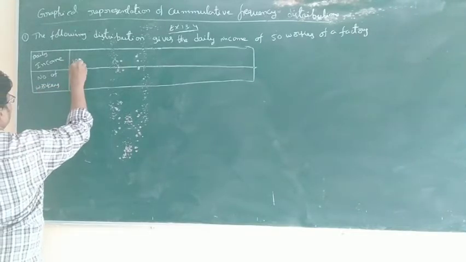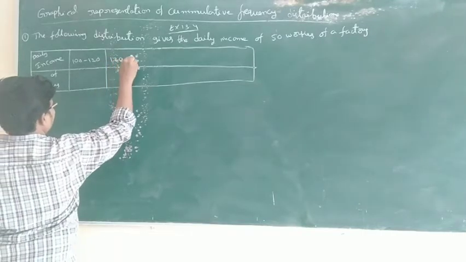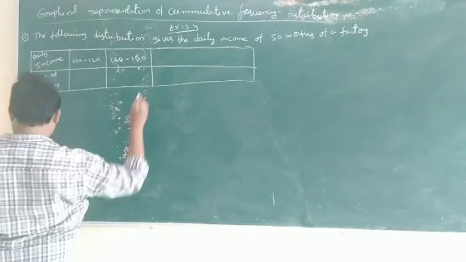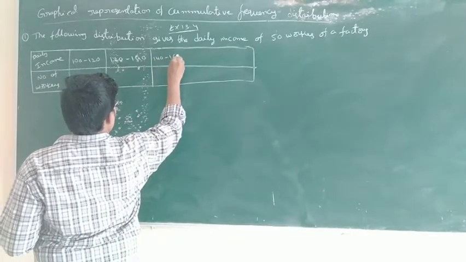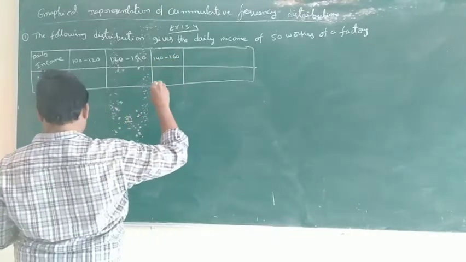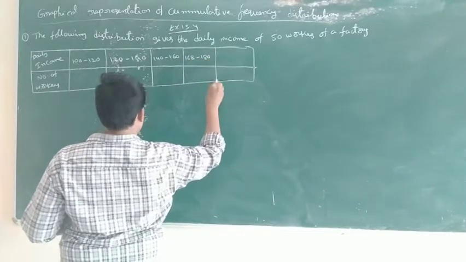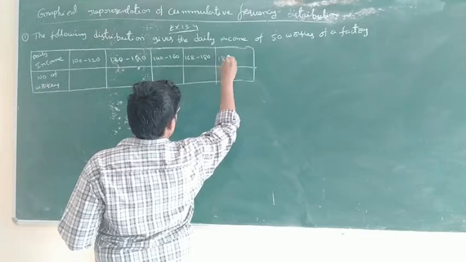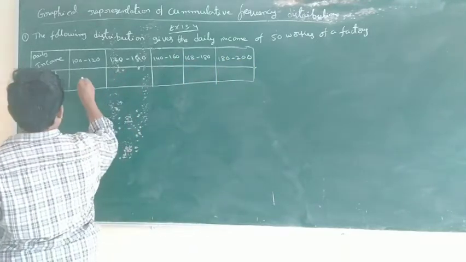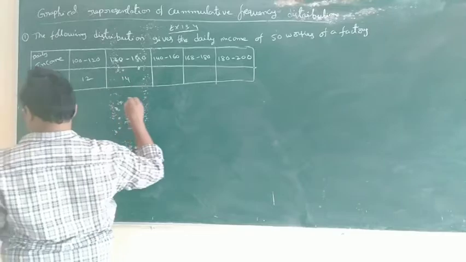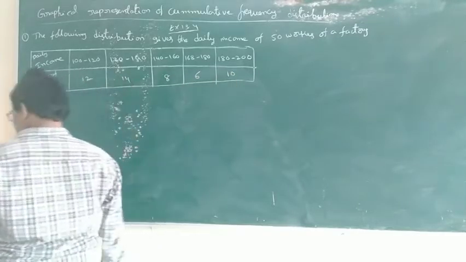100 to 120, 120 to 140, 140 to 160, 160 to 180, 180 to 200. Number of workers: 12, 14, 8, 6, 10.